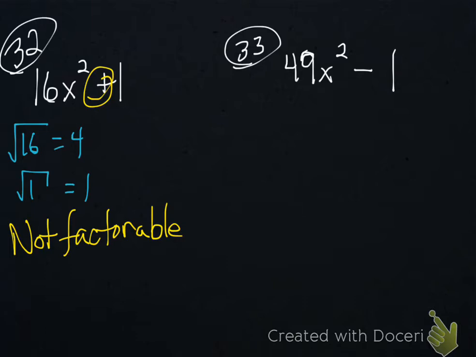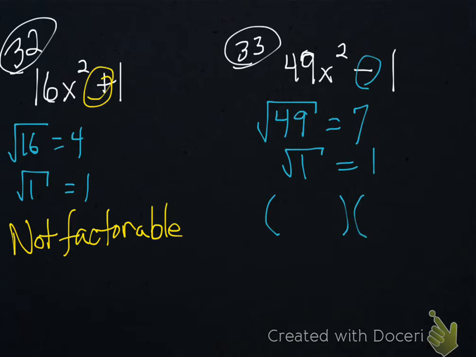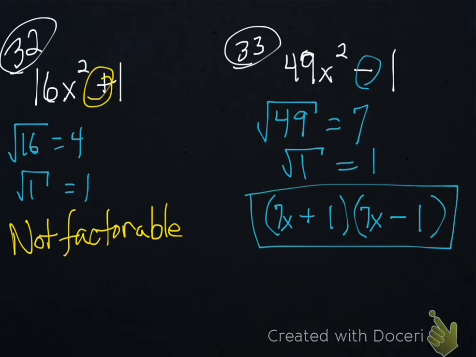Number 33. I again see squares, perfect squares. 49, take the square root, is 7. The square root of 1 is 1. It is a difference, which means it's factorable. The 49 was in front, so the 7 goes in front with the x. So in my binomials, I would have 7x at the front. Then the square root of 1 is 1, so I have 1's at the end. Remember, the signs are always opposite in order to get the 0. So my factored form is 7x plus 1, 7x minus 1.